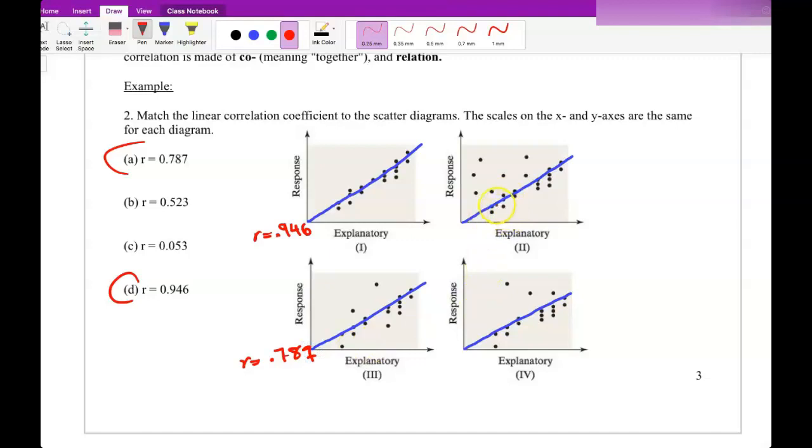And then after that, between this one and that one, I have more points here on top that are not on this straight line. But this one I have fewer points, so I'm choosing to have this 0.523. So between these two, the highest one is what I have here. And finally, this has the lowest positive correlation.